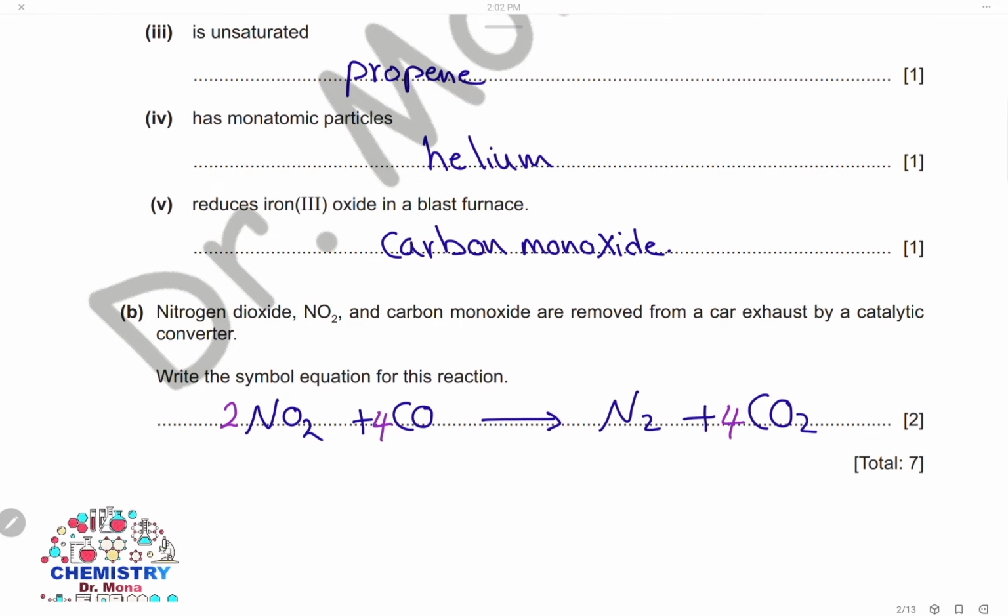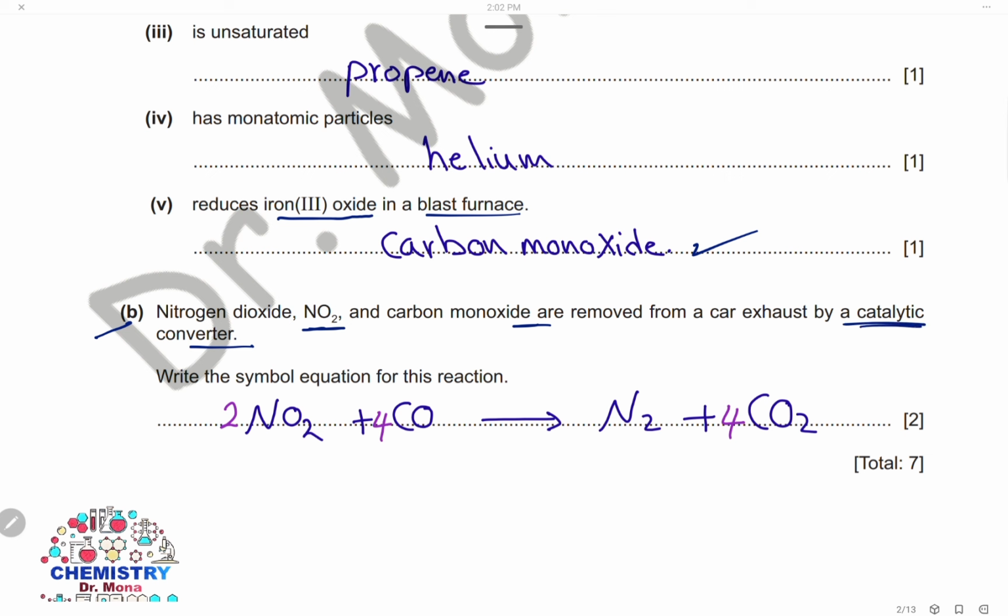Last one. Which gas reduces iron 3 oxide in the blast furnace? The reducing agent in the blast furnace is carbon monoxide. Question B. Nitrogen dioxide and carbon monoxide are removed from the car exhaust by a catalytic converter. Write a simple equation for this reaction.